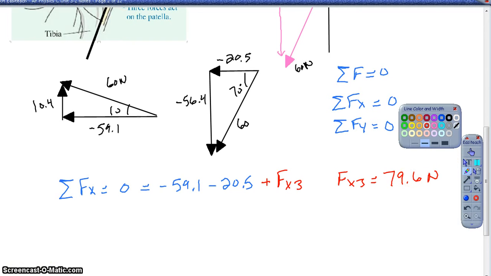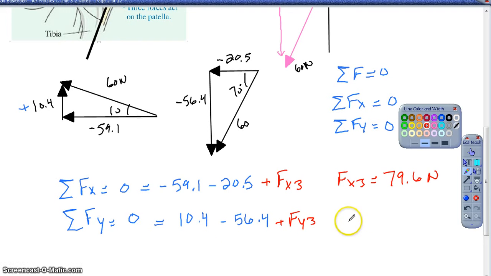So nothing too crazy. The exact same type of rationale then for my vertical components. Again, I know all of my vertical components need to add up to be 0. I have one that is positive 10.4 because it was going up, so that is a positive number. I have one that is negative 56.4. And then I have my third component, the y component of my third force. Again, that needs to balance out. It needs to compensate for the difference between those two.